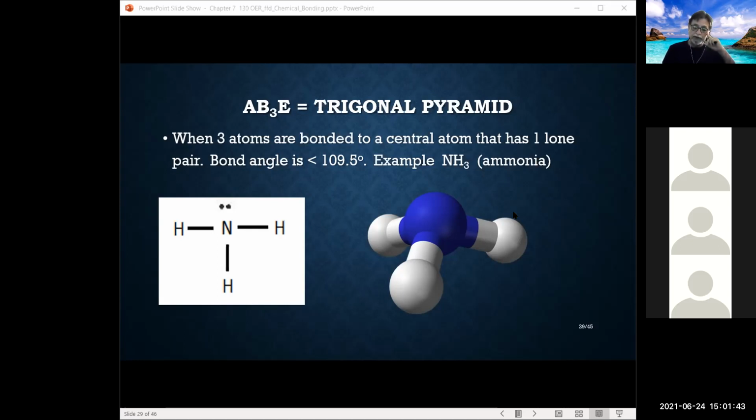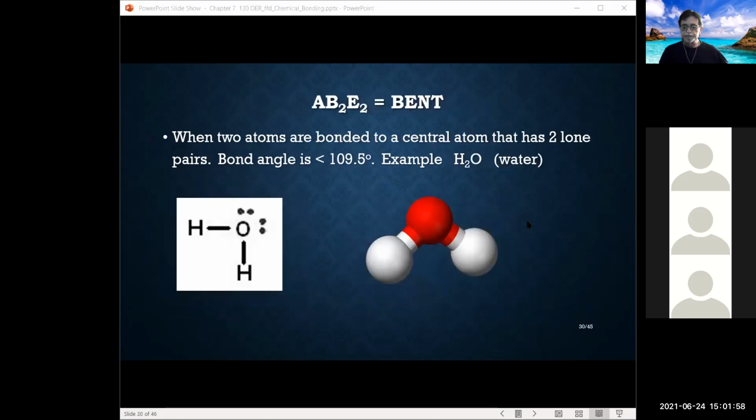Again, that bond angle is much less. The bond angle is less than 109.5, again because of the lone pair taking up more space. And you can see the model here, how that's kind of pushed down a little bit.